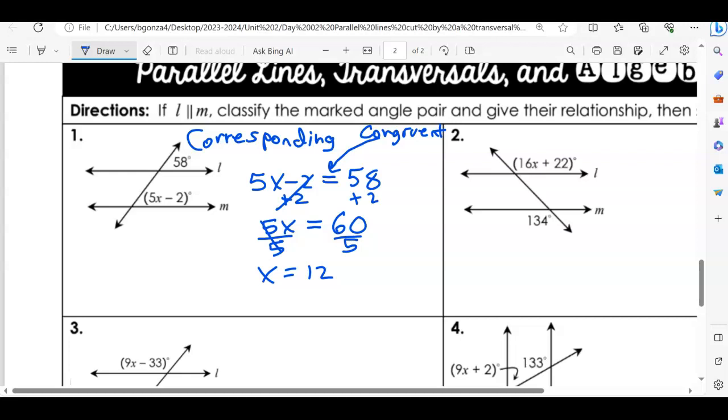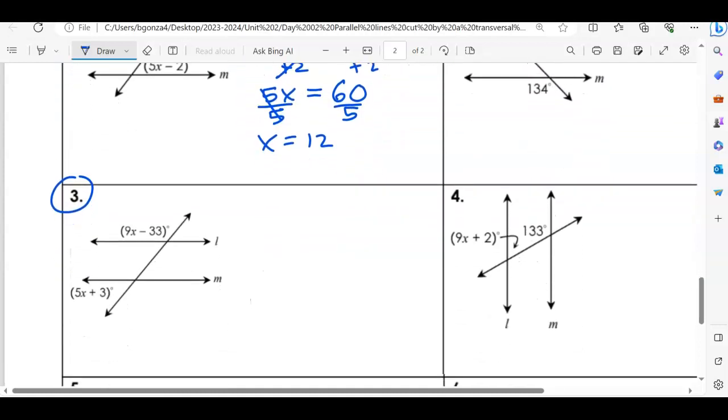So I wanted to show you number 1, and now I want to show you number 3, okay? Does everyone have number 1 written down? Okay, number 3. All right. Number 3, because this one's a little different. Now, are these on the same side or alternate? Same side, in or out, or both? Out. So this is same side exterior.